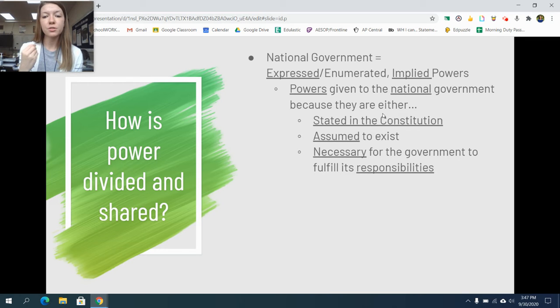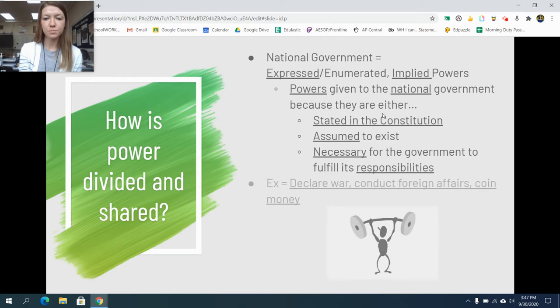Also, these powers could be necessary for the government to fulfill its responsibilities. Again, that is both expressed enumerated powers or implied powers. Examples of these national expressed and implied powers are going to be to declare war, right? Only the national government can declare war. Only the national government can conduct foreign affairs between the United States and other countries. States cannot do that. We tried that under the Articles of Confederation, and that didn't go very well.